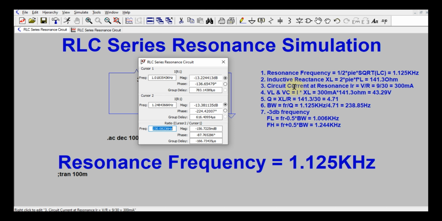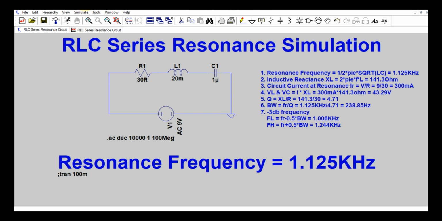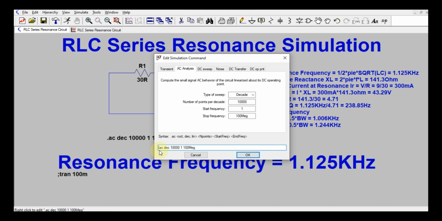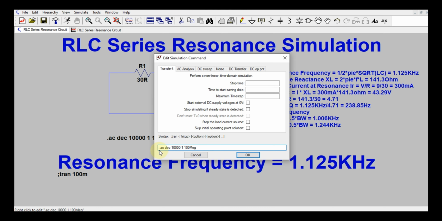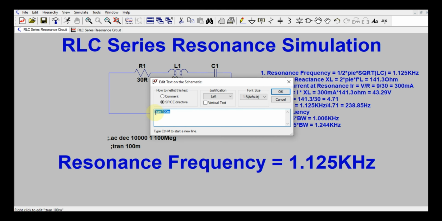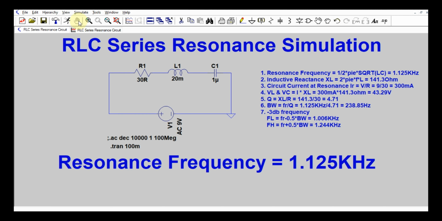If you want to find the circuit current at resonance, you have to run the transient analysis now. So just disable this command by putting a semicolon here, right, click OK, and I have written the transient command here as well. So simply I will enable this dot transient analysis. So I will run dot transient now. Okay, so run the simulation again.